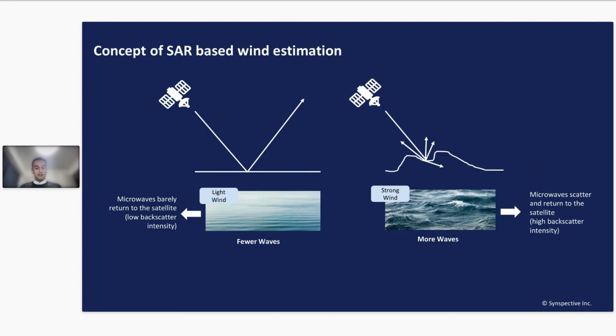And contrary to that, whenever the ocean has more waves or a strong wind is blowing over the ocean surface, in these cases, when microwave is emitted from the SAR satellites, these waves get scattered in different directions. And because of that, a significant amount of waves return back to the SAR satellite. And because of this, these kinds of areas have higher backscatter intensity, or they appear brighter in SAR images.